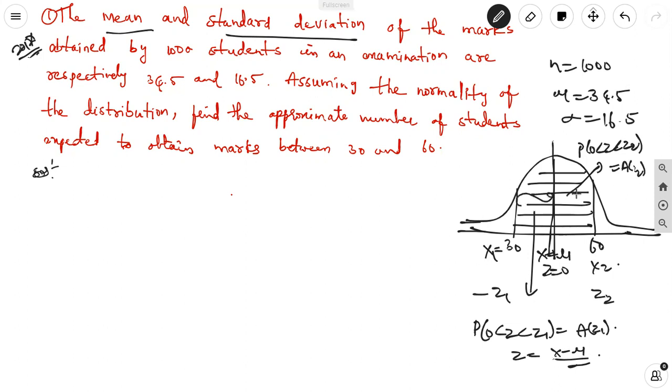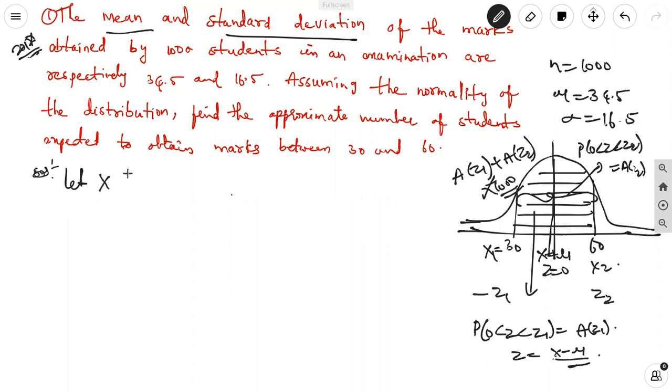This is the area we want. So the expected area is the area of z1 plus the area of z2. Multiply this by 1,000, then we get the expected number of students who obtained marks between 30 and 60. This is the brief idea about the given problem. First, we can write step by step.